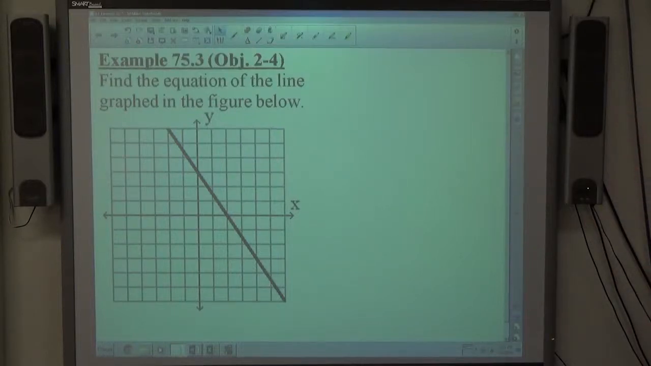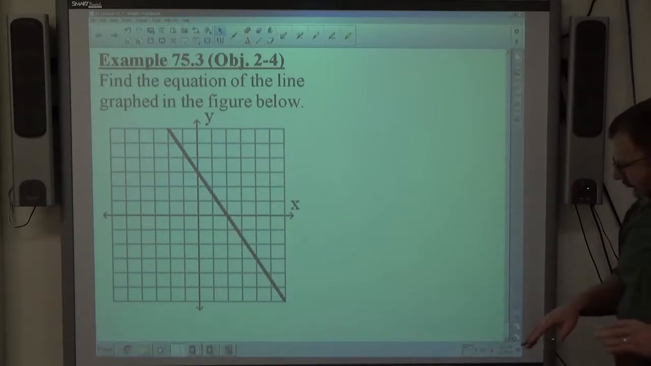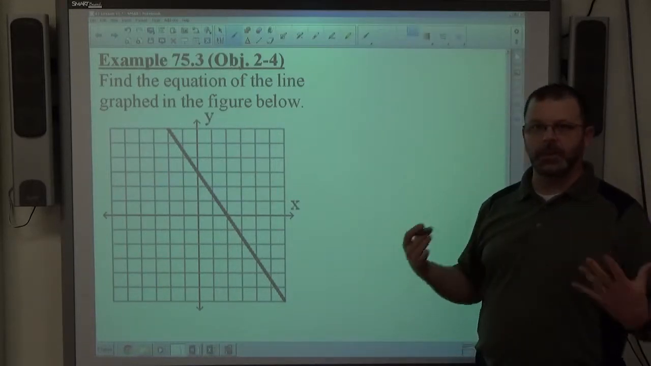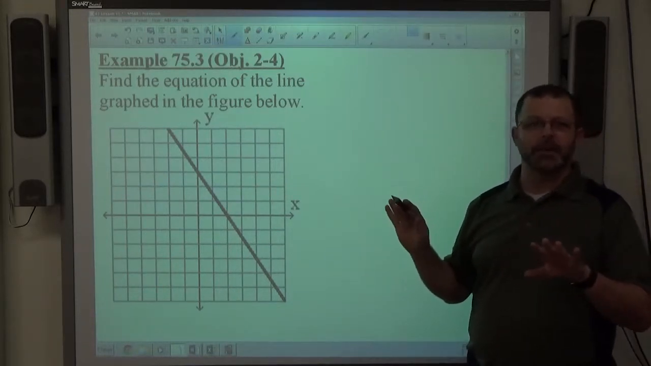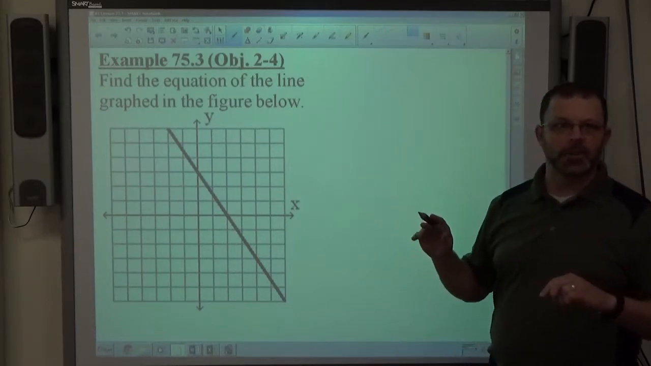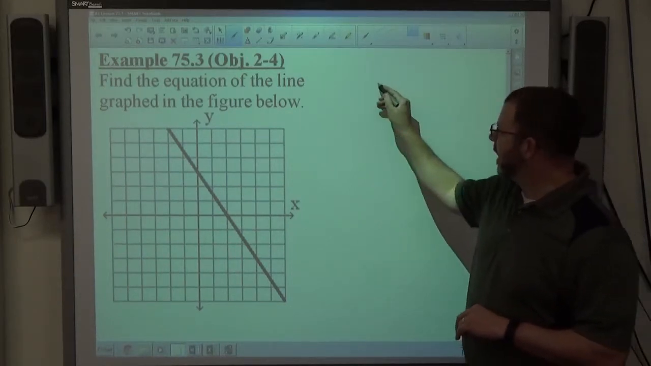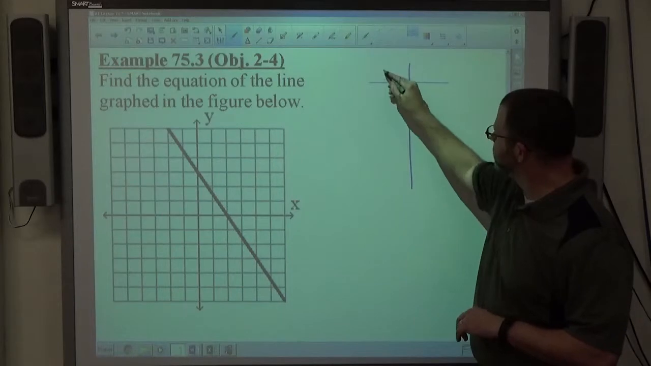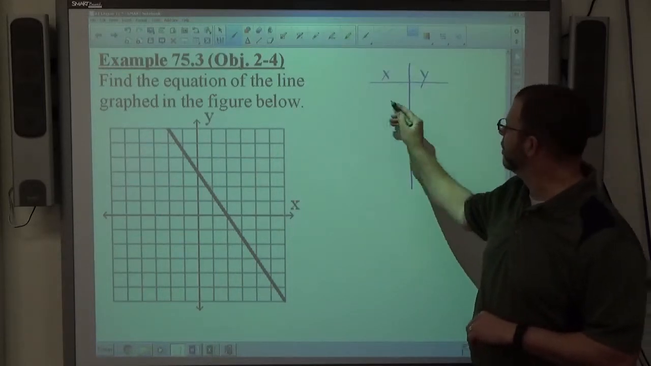All right, example 3 says, find the equation of the line graphed in the figure below. Now, up till now, the graphing technique we did, we got points, right? Don't write down what I'm about to write down, because it's not going to help us get the answer. It can, but it's not going to. The way I'm going to show you is easier than this.